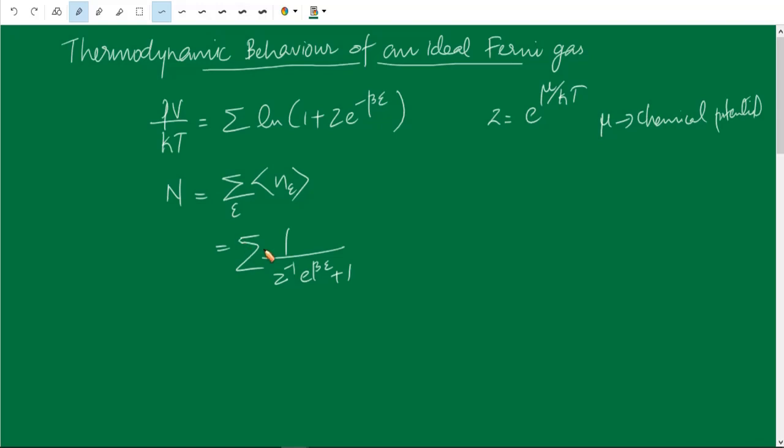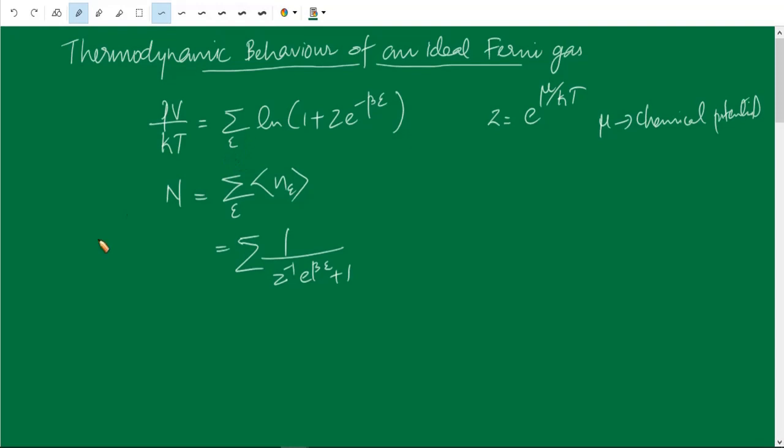Okay, so this is the case for fermions or Fermi systems. Here z can have any value between 0 and infinity. There will not be any Bose-Einstein condensation type behavior here, because fermions obey the Pauli exclusion principle. Not more than one particle is allowed in any single particle state. So there will not be any Bose-Einstein type condensation in this case.